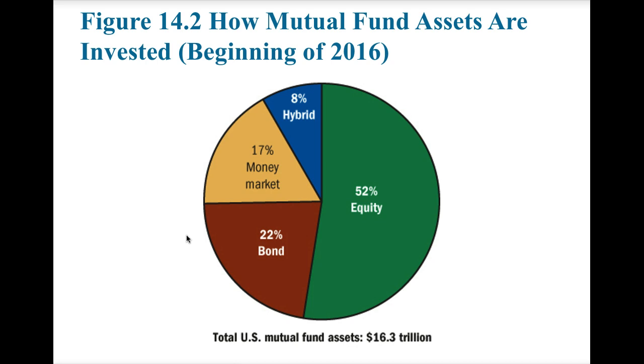So here is the total assets in mutual funds at the beginning of 2016, and it says roughly the same today, even though it's been a few years. Most are in equities. And equities are stocks. About a quarter is in bonds. 17% is in money market, and 8% is in hybrid. So hybrid is a combination of any of these three. It could be 2 or 3 elements together.